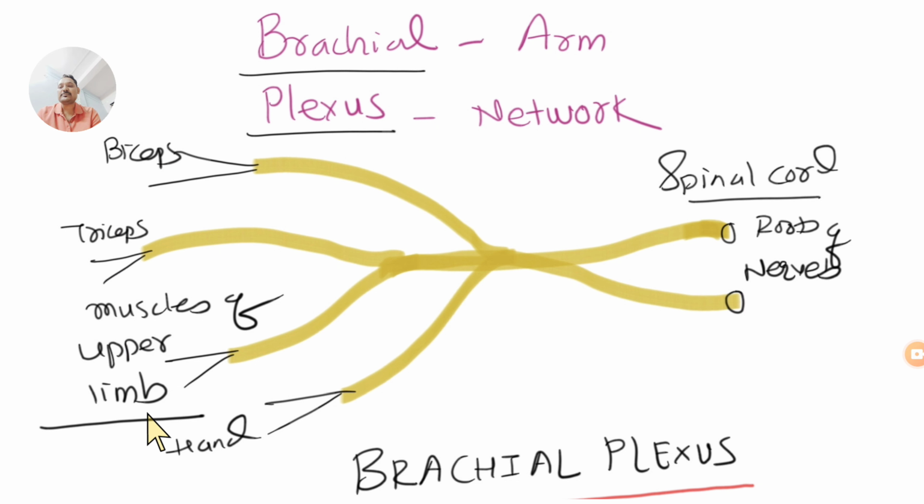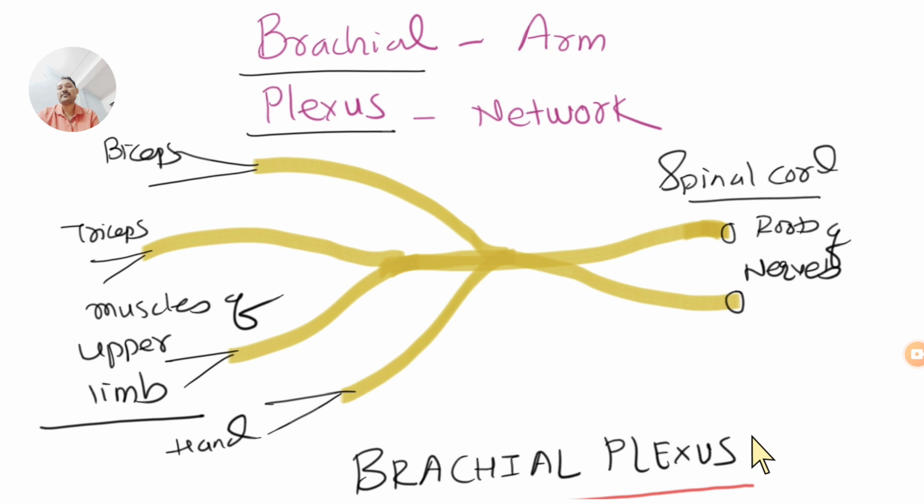And these muscles of the upper limb are obviously supplied by different nerves. Some will be supplied by the median nerve, some by the radial nerve, some by the ulnar nerve. These three are the major nerves. And how they are formed, okay, so this is how you get something called the brachial plexus.